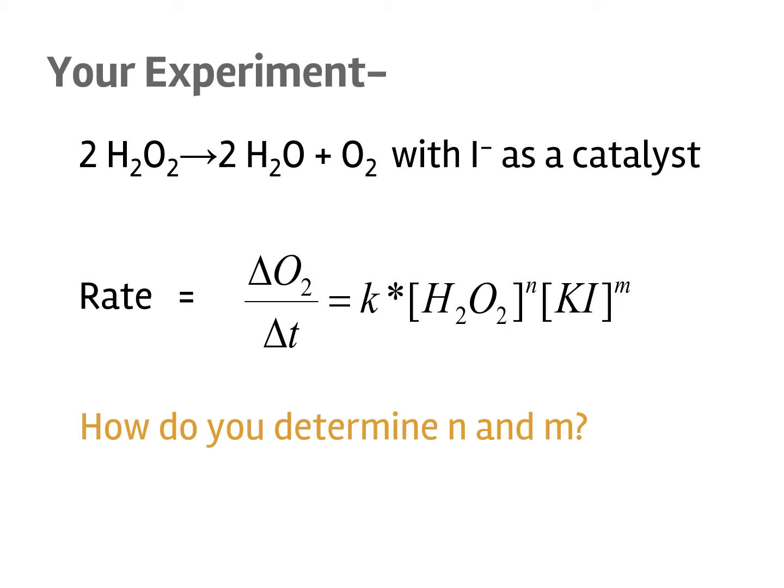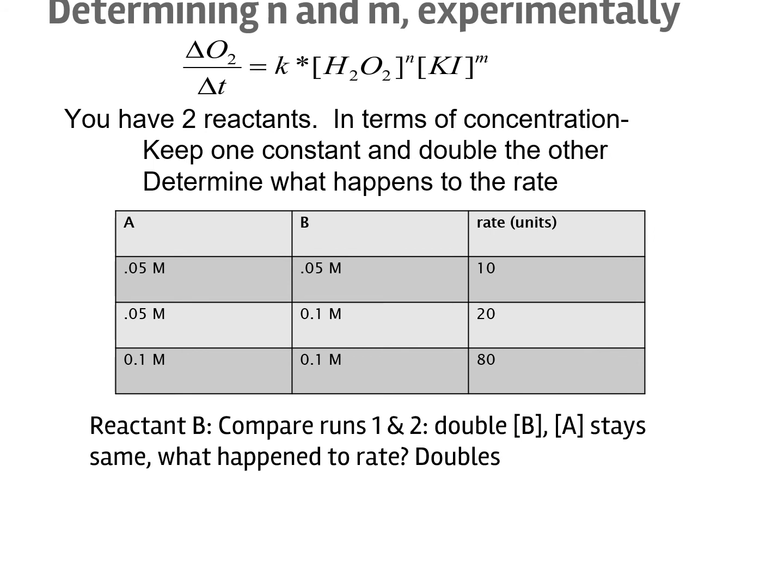So again, we are interested in how to determine the values N and M, because we said we cannot just use the stoichiometric numbers for that. We have to experimentally determine these values. So the first thing that we have to do once we have our expressions and we have our varied conditions.